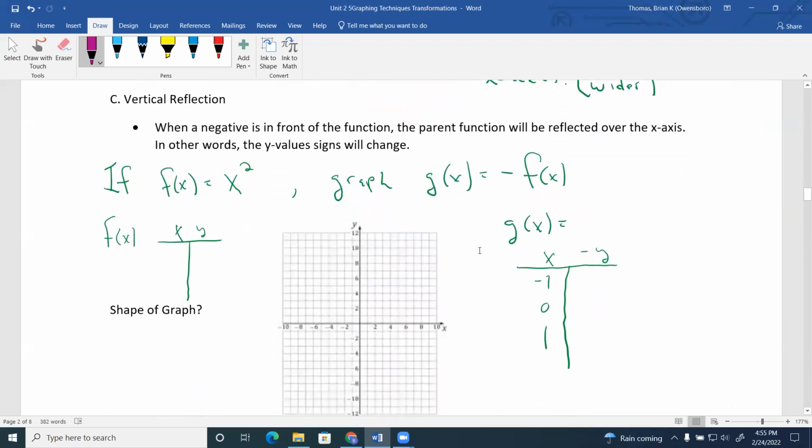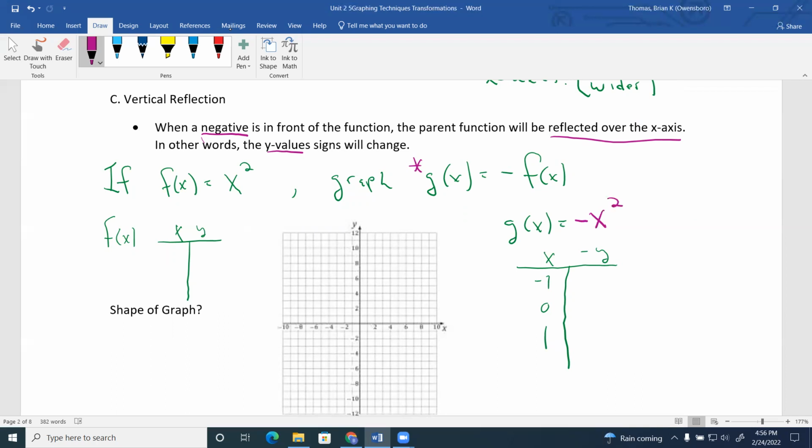So the next thing with the vertical, we have what's called a vertical reflection. A vertical reflection is when there's going to be this negative in front of the function. And what's going to happen is the parent function is going to get reflected over the x-axis. In other words, the y values are going to be changing sign. So the parent function, again, we're going to look at as this square function. And our g of x function is going to be the opposite of that function. So it's going to be the opposite of x squared. That's our goal, is to graph that function.